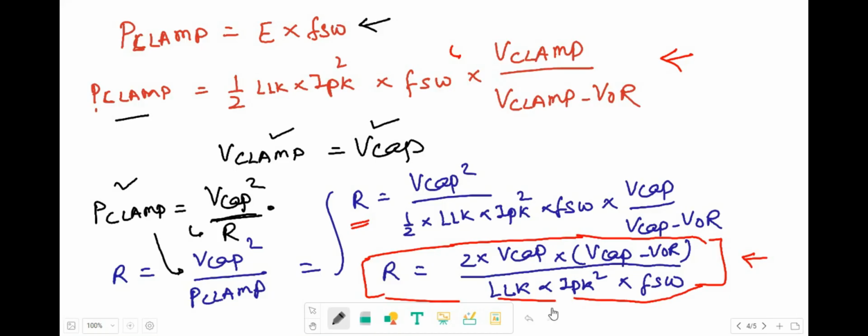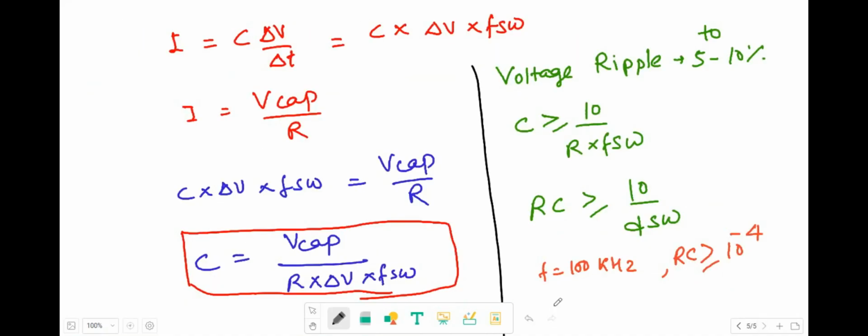So the R value you got. Now you have to find the value of C. The current flowing through the clamping capacitor is C dV by dt, which is C times dV times the switching frequency, and the current is I equals V cap divided by R. So if you equate C dV into FSW with V cap by R, you will get the C value. C is nothing but V cap divided by R times delta V times FSW. This gives the capacitor value.